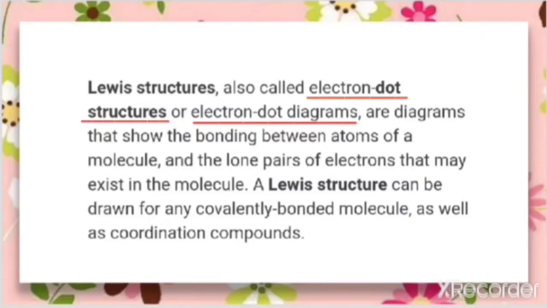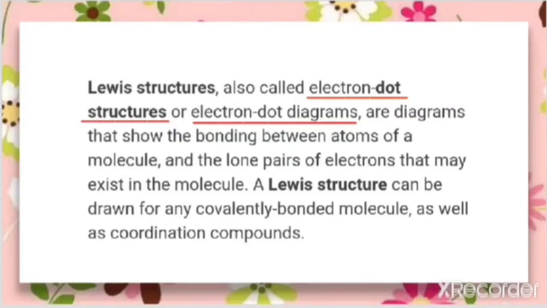As we have already discussed the Lewis symbols, in which we represent dots around the symbol of the element, that is, we represent the valence electrons present in that element. In the Lewis structure, we make the structure for a molecule by representing the symbols of the atoms present in that molecule, along with the bonds and the lone pairs. Lone pairs we will discuss here. So this is the Lewis structure.